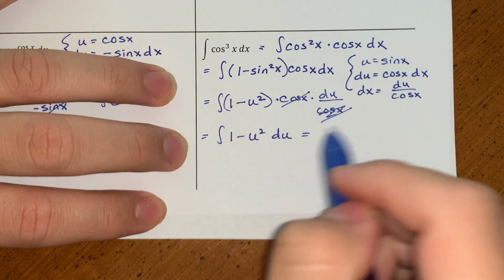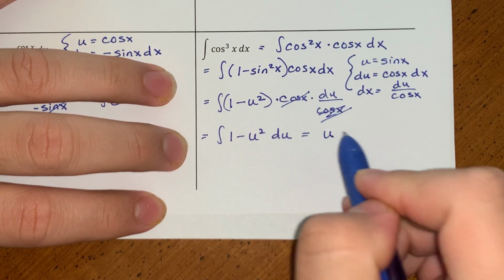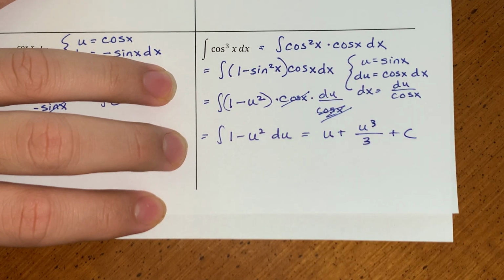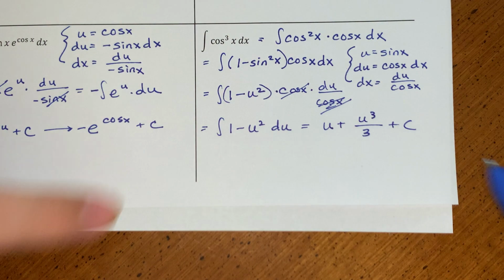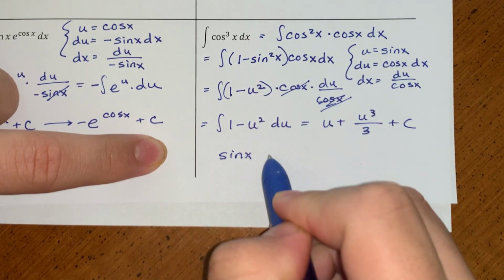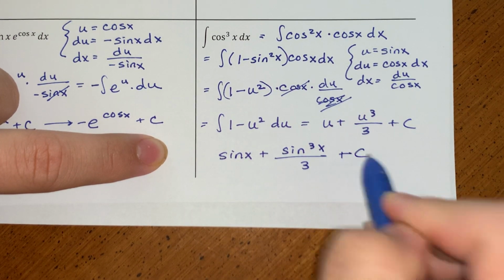We just do the general power rule for integration for this. So the integral of 1 is u, and the integral of u squared is plus u cubed over 3, plus c. And now we have to plug u back in, so we're left with sine of x plus sine cubed of x divided by 3 plus c.